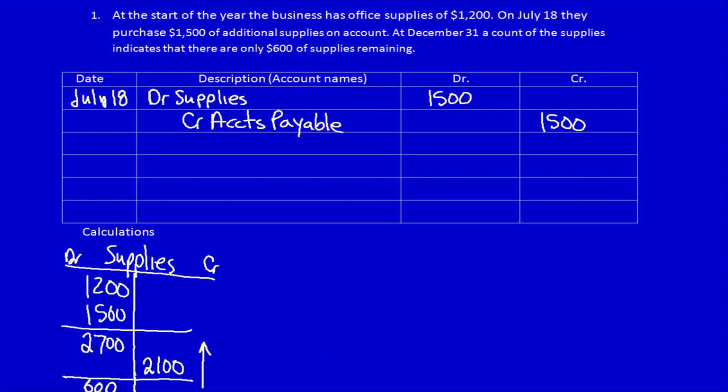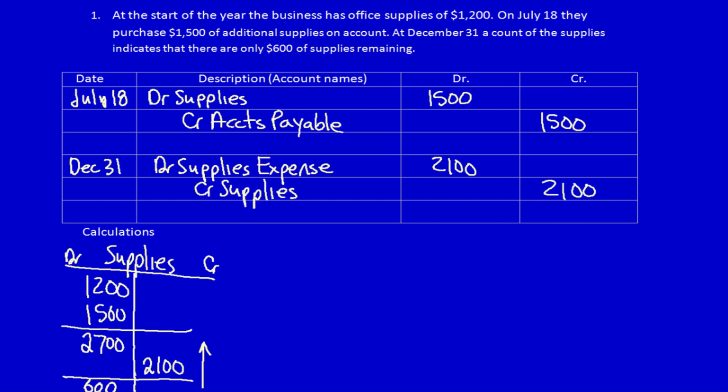I now have to record my adjusting entry. December 31st. What did I get? I got the use of the supplies to help generate revenue. Supplies expense, $2,100. What did I give away? I gave away or used up supplies, $2,100. You'll notice that now my supplies expense has a balance of $2,100. That's because this has been used or consumed to help generate revenue.